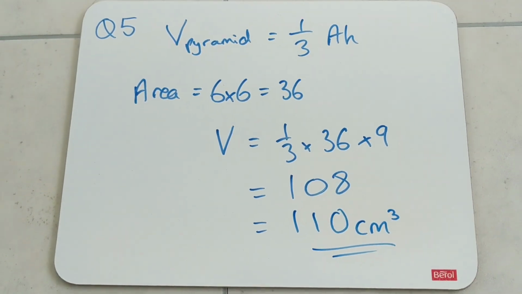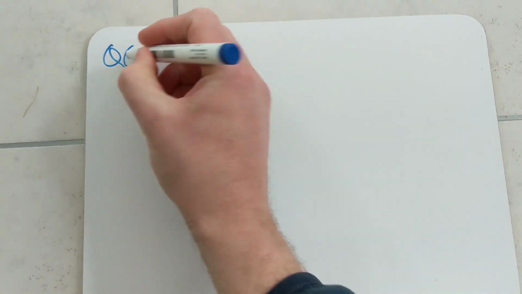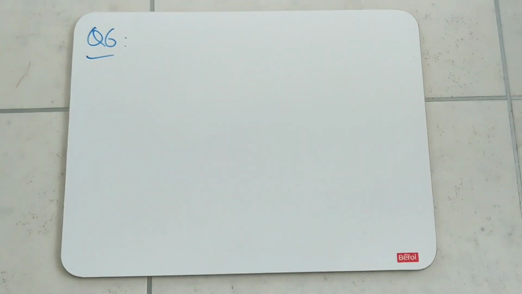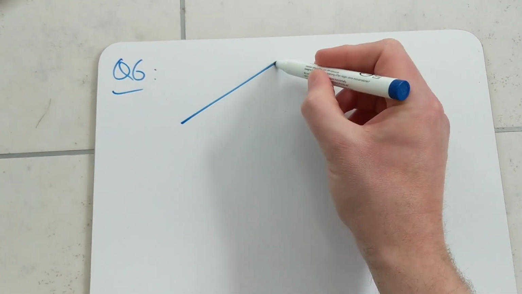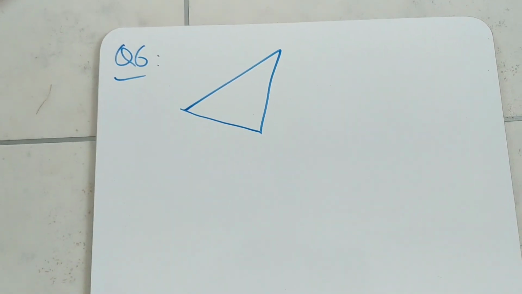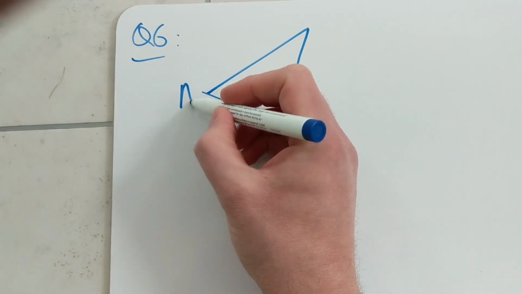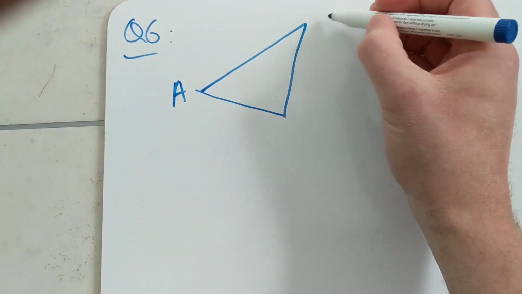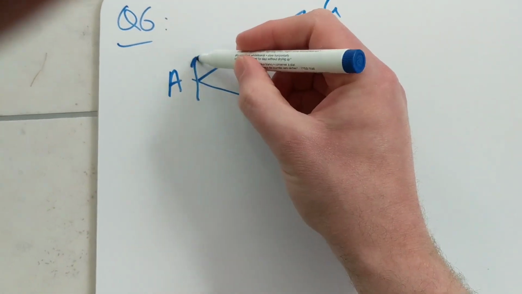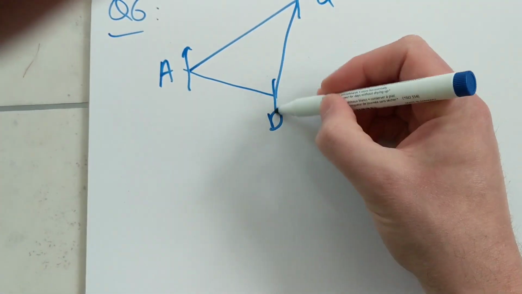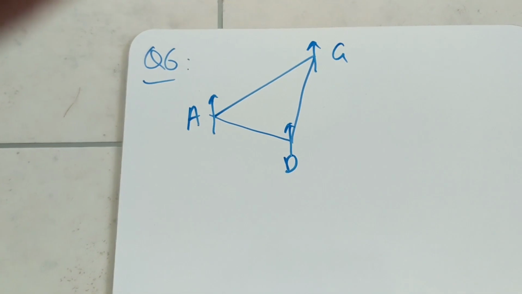Alright, that's question 5. Okay, question 6. Question 6 caused quite a bit of bother because question 6 involves bearings and people get scared about bearings. So first of all, get yourself a triangle drawn. It resembles the diagram. I think there's a point A, point G and a D. At each point, if you just draw north lines so they're up and down through that point, like so.